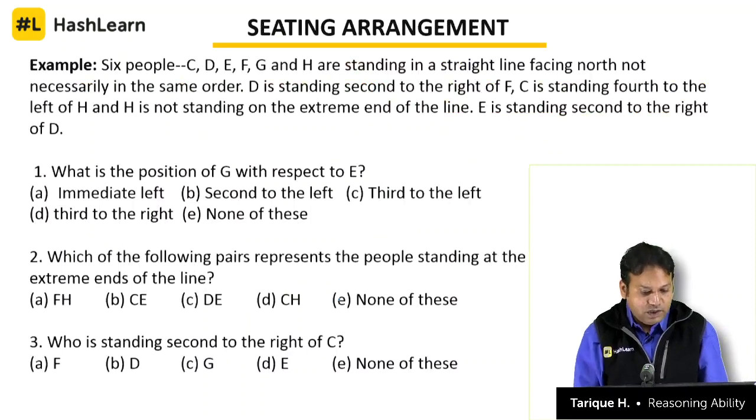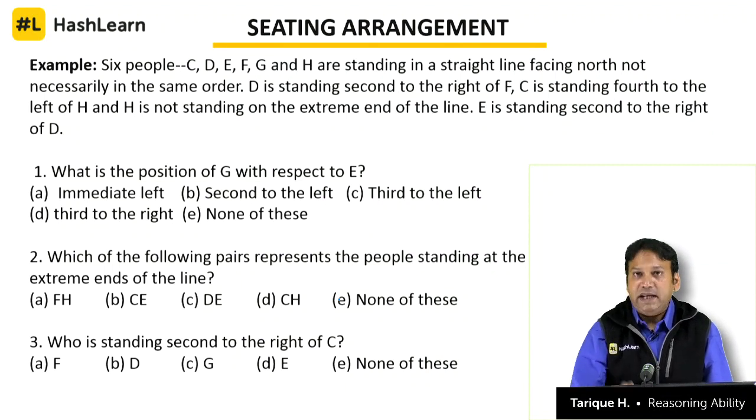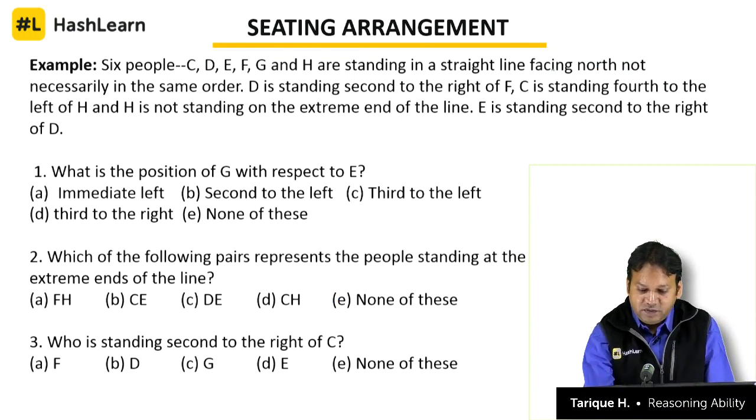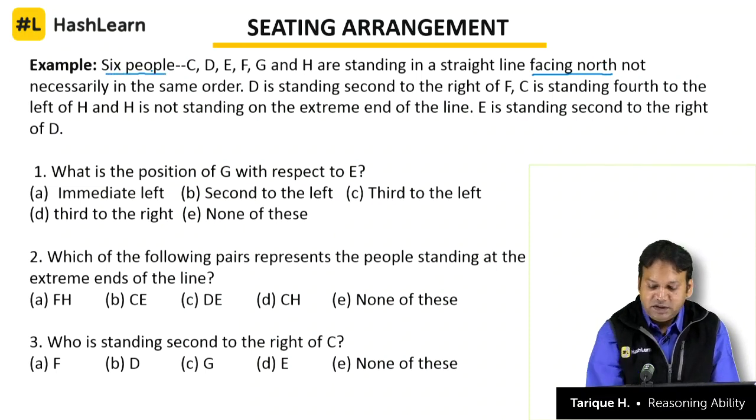So what we will do now is we will take one example question for linear seating arrangement and see how to solve this question. So there are 6 people, C, D, E, F, G and H, standing in a straight line facing north, not necessarily in the same order. So when you come across, there are 3 things. First is facing north, that I already discussed with you. The 6 persons, that's okay.